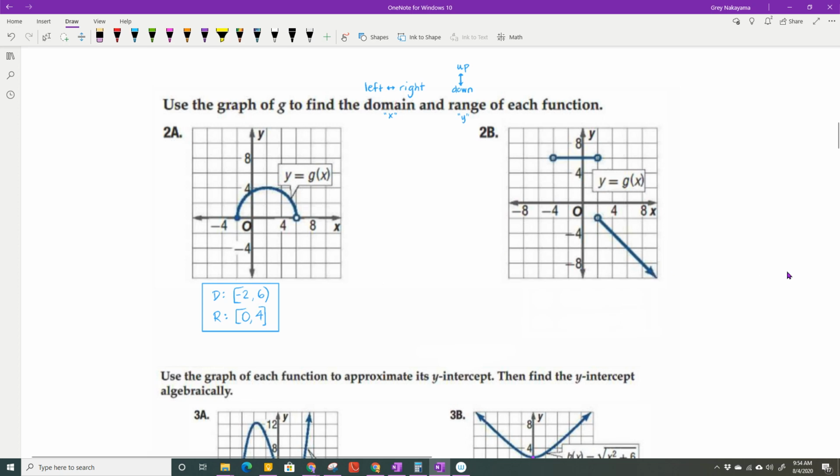Okay, look at the next one. We're going to look for the domain and range again. So again, I'm looking left and right. Farthest to the left is this point, -4. And then I keep on going, and it goes on forever and ever. So my farthest to the left is -4. Farthest to the right is infinity, -2.